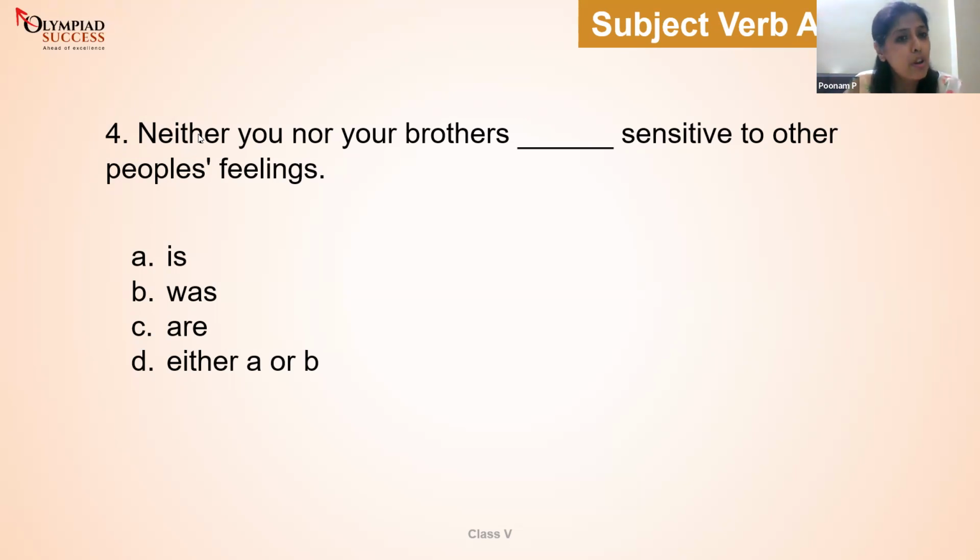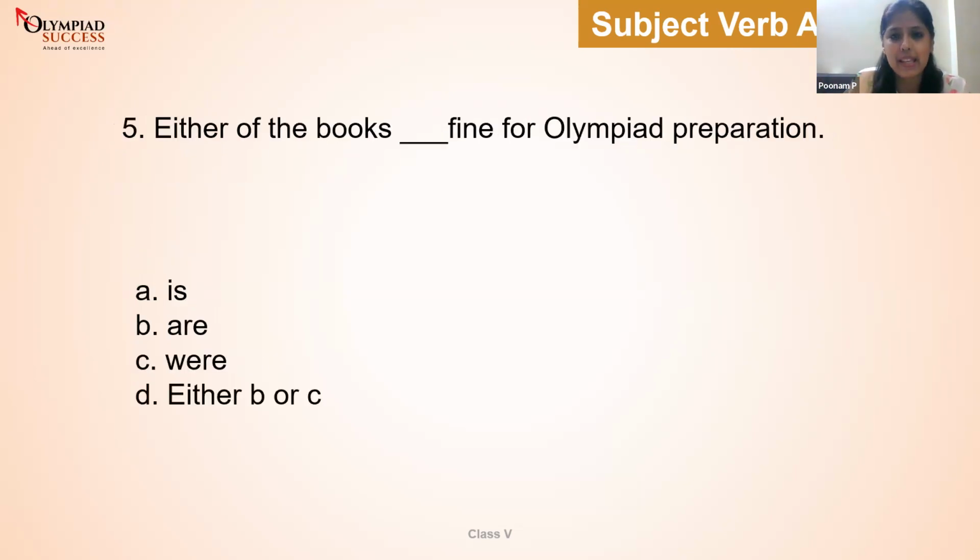Neither you nor your brothers. Remember, we use the pronoun neither, referring to two subjects. But the one which is closest to the verb, that is brothers, is plural. Hence, the verb has to be in the plural. You have to come back to the golden rule. Agree in number, subject and verb. Brothers is plural, then it will be are. Okay, yes, next.